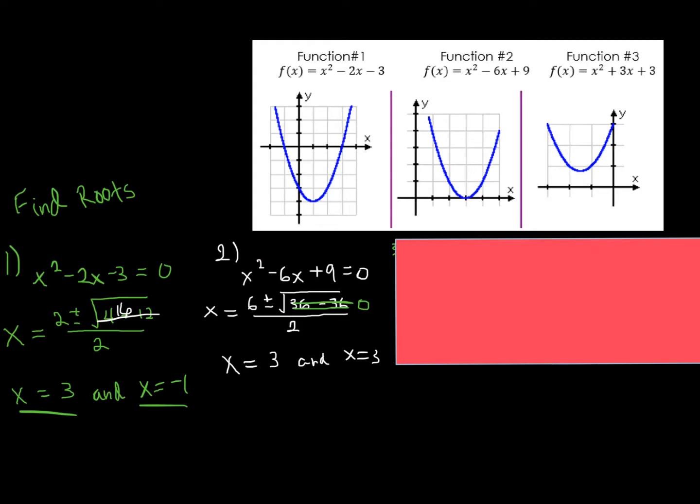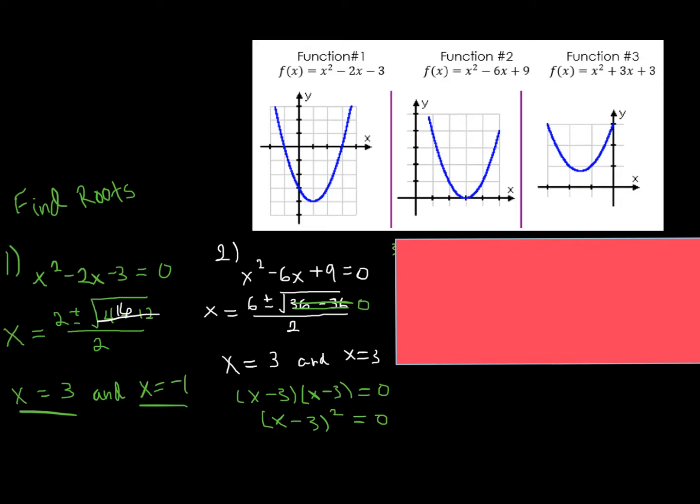And so if we were to factor this, we would get, and I'm just going to do this down here, x minus 3 times x minus 3 equals 0. Okay, but we can simplify this further. x minus 3 is the same as x minus 3, so you're multiplying something by itself. So this is really x minus 3 squared equals 0.